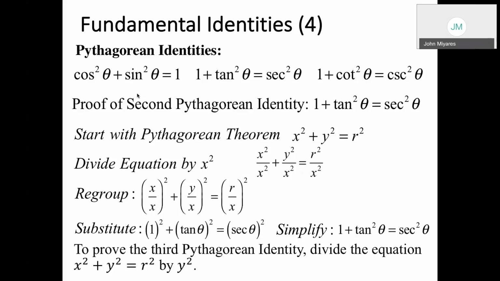Now, I'm not going to prove the third identity here, as I believe that is left as a homework problem. But the general idea is to do the same process as I did above, but divide both sides of the equation by y squared. So you have x squared over y squared, which will become the cotangent squared, y squared over y squared becomes 1, and r squared over y squared becomes the cosecant squared.